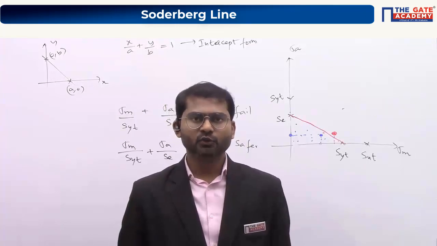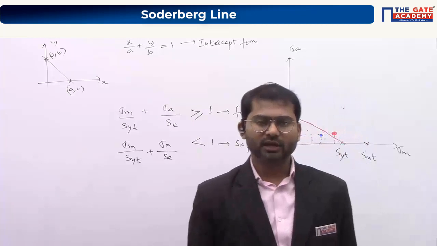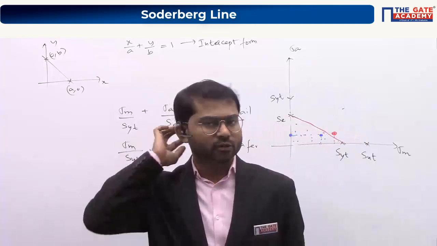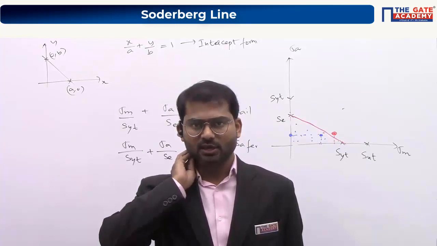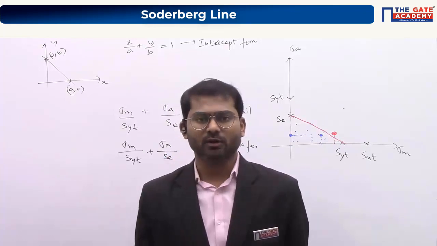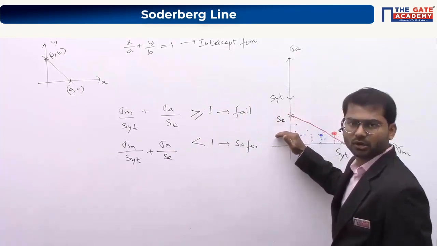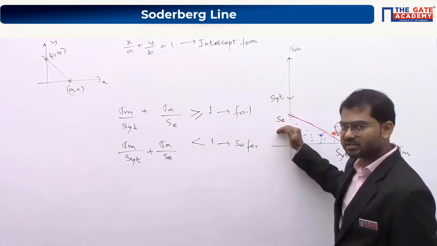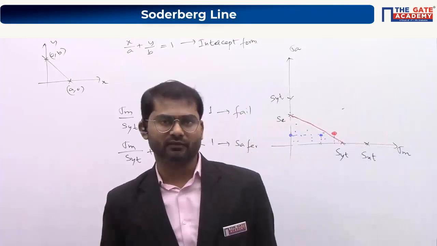Understand? If you take only the y-axis, when sigma mean is 0, that will be the reversed type of cyclic stresses. So there you don't need to draw the graph at all. All you have to do is simply check whether sigma A is less than SE or not. If it is less than SE, it will be safe. If it is more than SE, it will fail after some time. Definitely it will have some finite life. That's it.